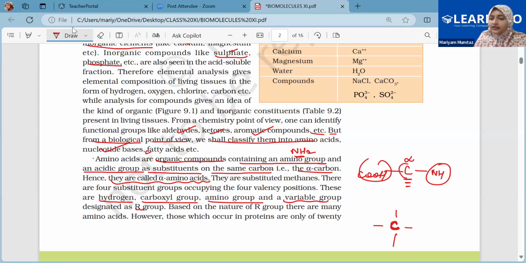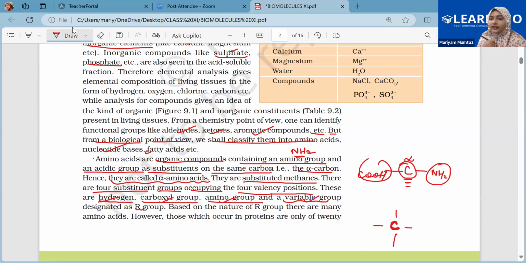So one carbon will have two functional groups attached to it. One will be the NH2 group and one will be the acidic group, that is most probably the carboxylic acid. These types of amino acids that have both the groups attached are the alpha amino acids. Now they are substituted methanes. Therefore, there are four substituent groups occupying the four valency positions: hydrogen, carboxyl group, amino group, and a variable group.